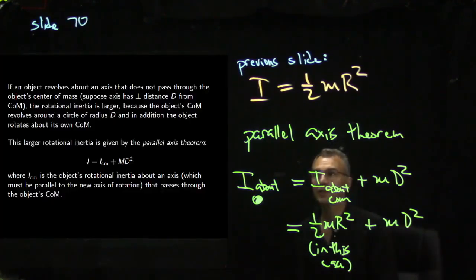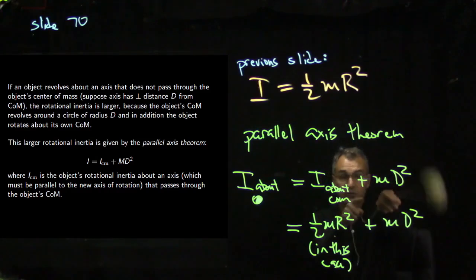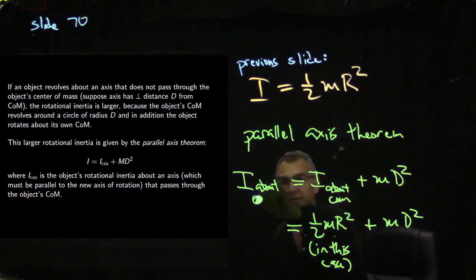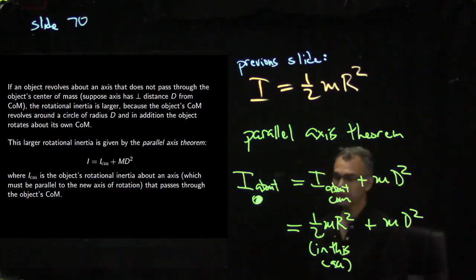So here written down is our statement of the parallel axis theorem. If an object revolves about an axis that does not pass through the object's center of mass, suppose the axis of rotation has perpendicular distance d from the center of mass, the rotational inertia is larger because the object's center of mass revolves around a circle of radius d, and in addition the object revolves around its own center of mass. So you might notice if I do this, every time the tennis ball goes around my thumb, it also goes around itself. This larger rotational inertia is given by the parallel axis theorem. I about the displaced axis is I about the center of mass plus md squared, where I cm is the rotational inertia about the axis that passes through the object's own center of mass.